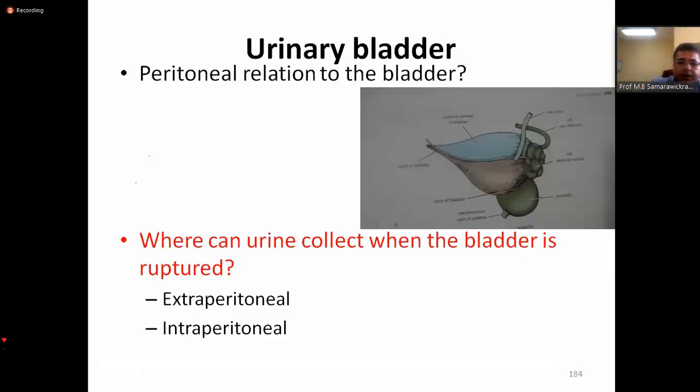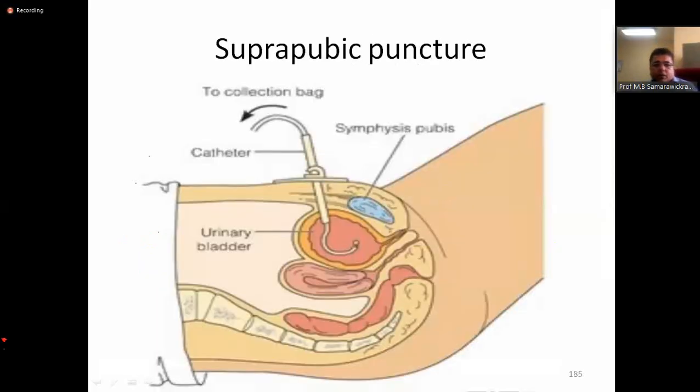So urinary bladder, I told you that you have to know the relationship to the peritoneum. So when it's injured at the dome of the bladder, urine extravasates into the pelvic cavity. When the bladder is ruptured in the inferior and lateral surfaces, urine extravasates into the retroperitoneal or extraperitoneal space.